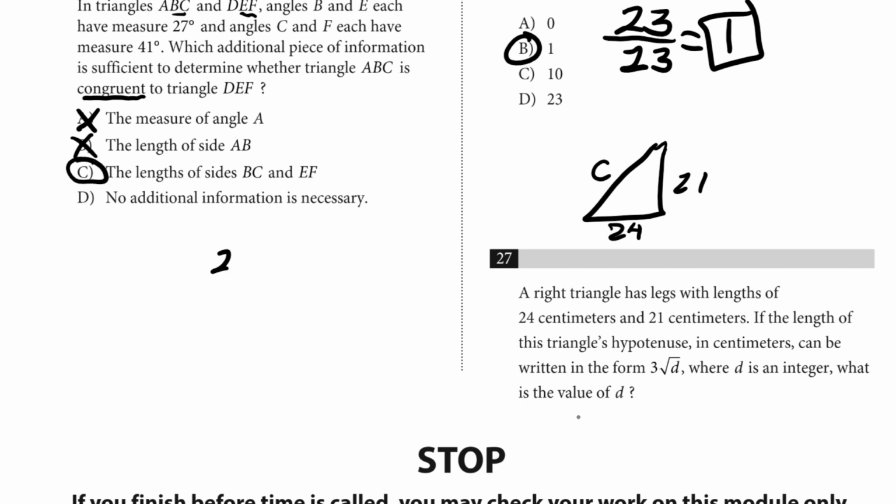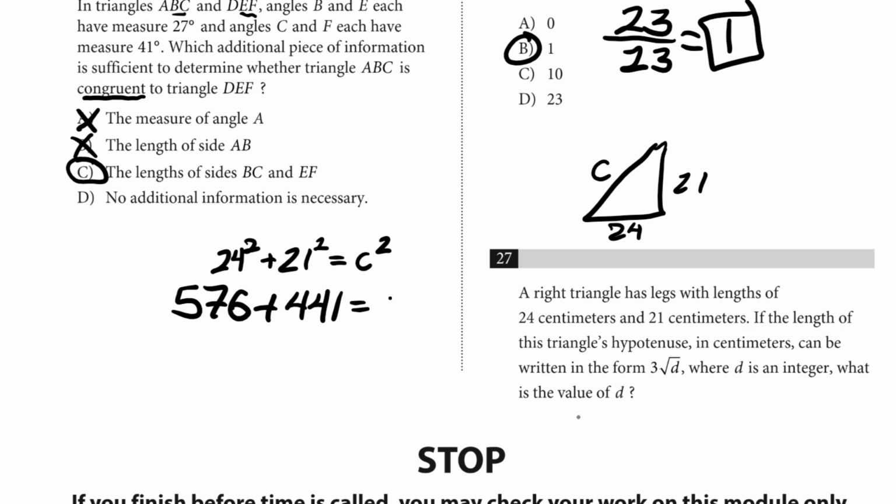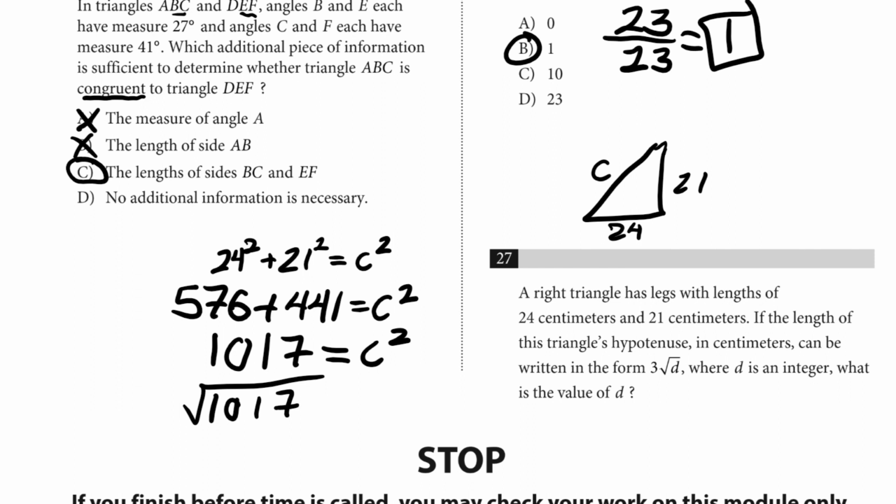If we set up the Pythagorean theorem, we'll get 24 squared plus 21 squared equals C squared. 24 squared is 576. 21 squared is 441, and that's going to equal C squared. 441 plus 576 is 1017, which equals C squared, and then we need to take the square root of both sides.